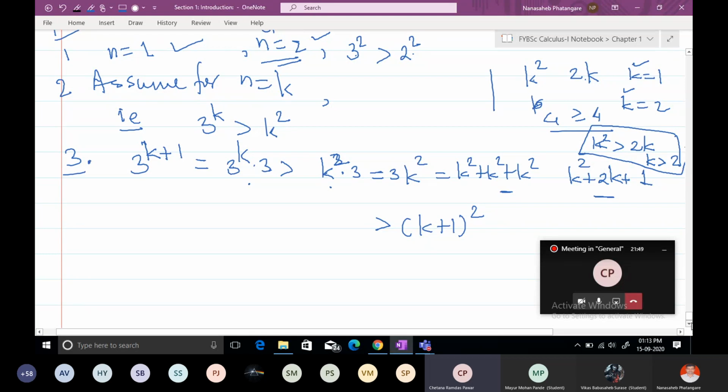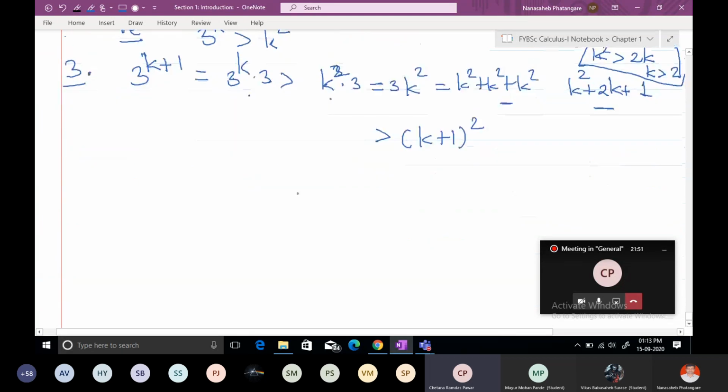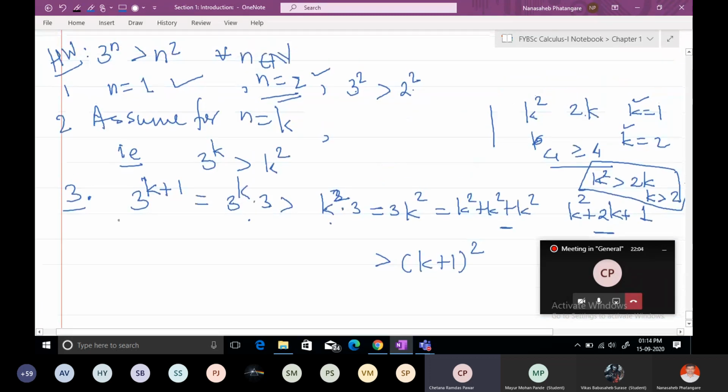But how can we replace 3 raised to k by k square? Means it's not equal, no? No, not equal. 3 raised to k is greater than k square, so you replaced 3 raised to k by k square, how is that possible?